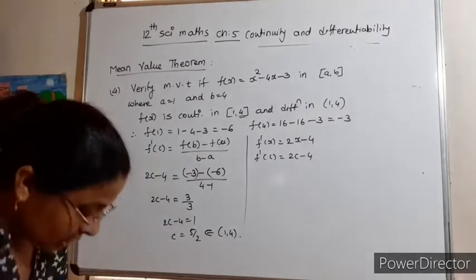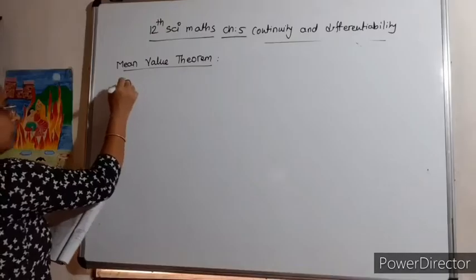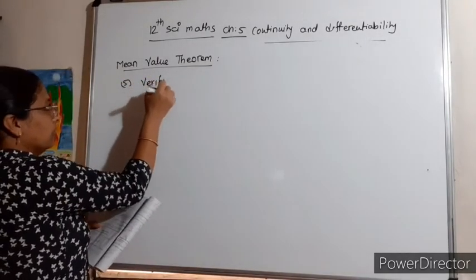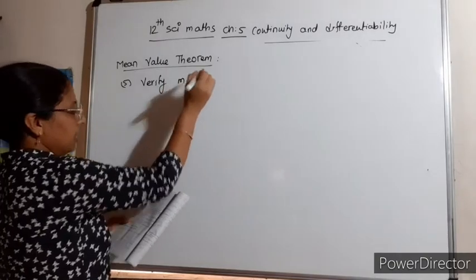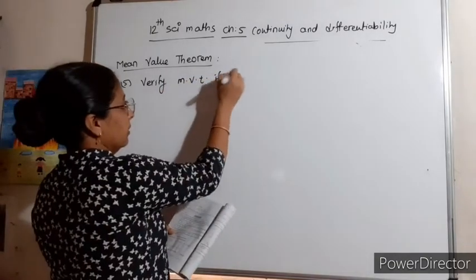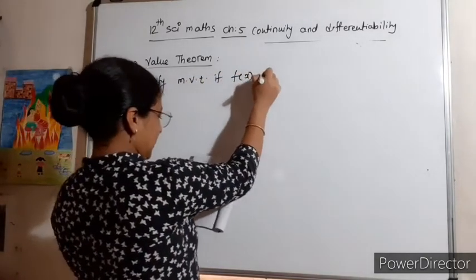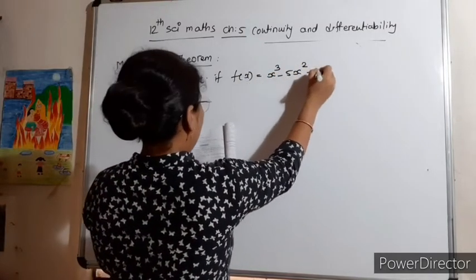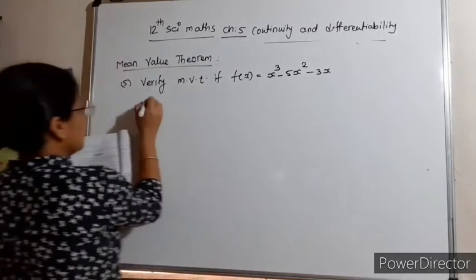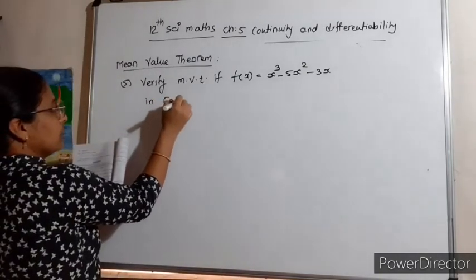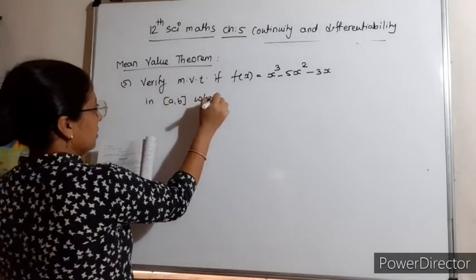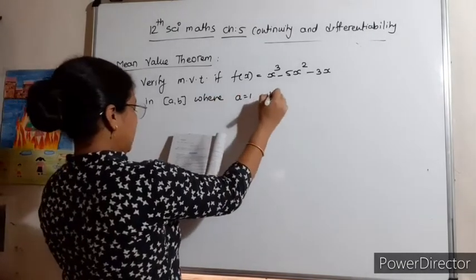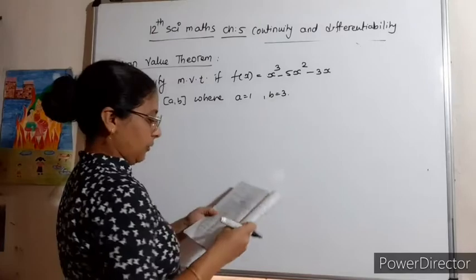Same way, question number 5. So, question number 5 is verify mean value theorem if f of x is equal to x cube minus 5x square minus 3x in the closed interval AB where A is equal to 1, B is equal to 3.